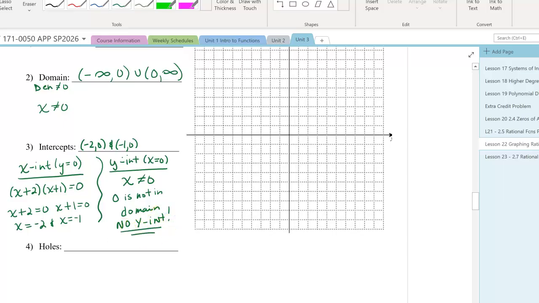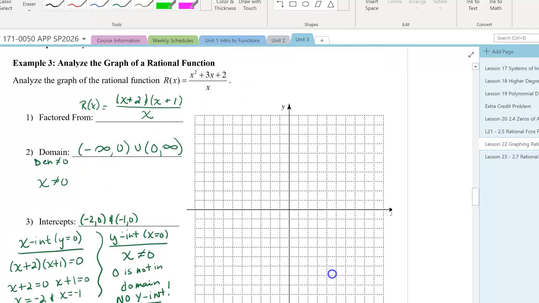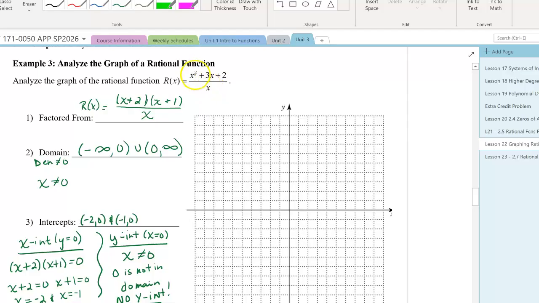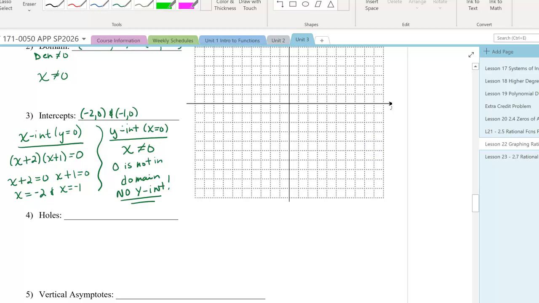All right. Now we look for holes. Well, there are no holes. To be a hole, there would have to have just a single x term multiplied by all this. So there are no common factors of x, so there are no holes.